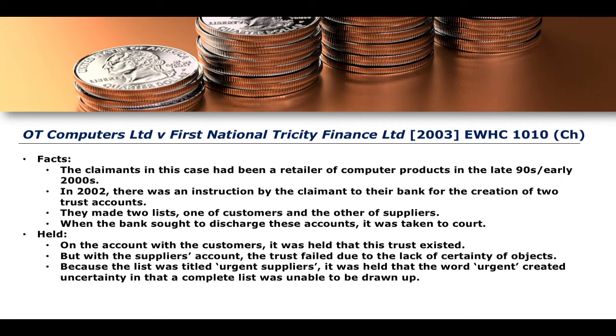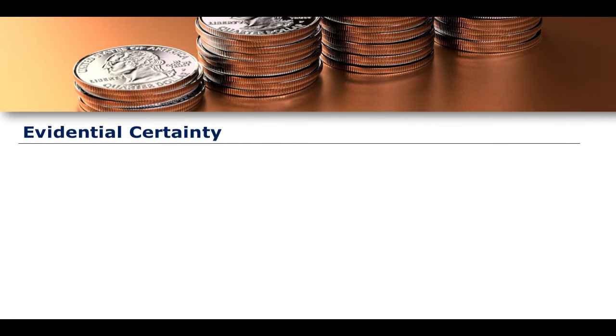So there was a complete list of suppliers, which is fine, in the same way that there was a complete list of customers. But they didn't have a trust which defined the beneficiaries as just being suppliers. They had a trust which defined the beneficiaries as being urgent suppliers, which is therefore not a trust because there cannot be certainty of objects.